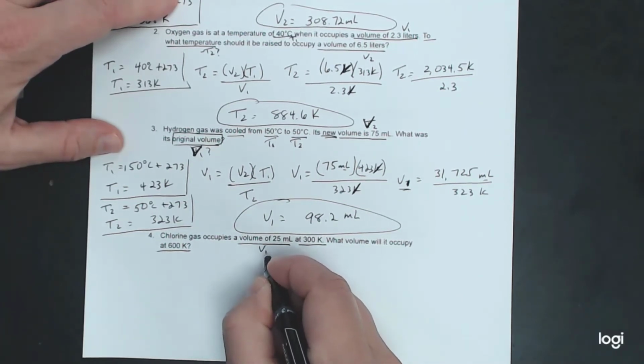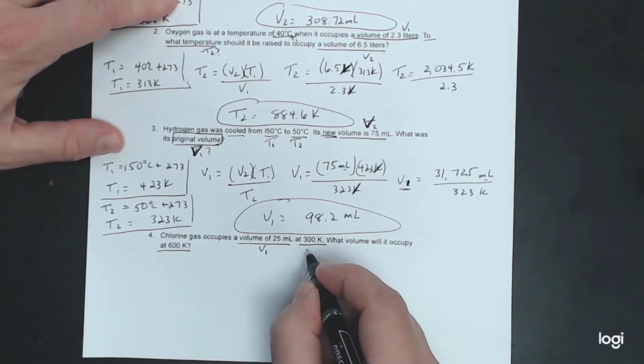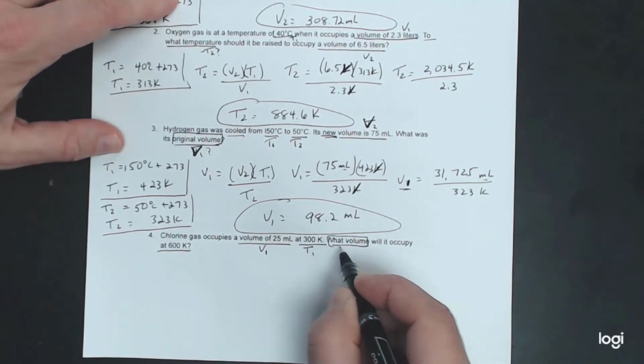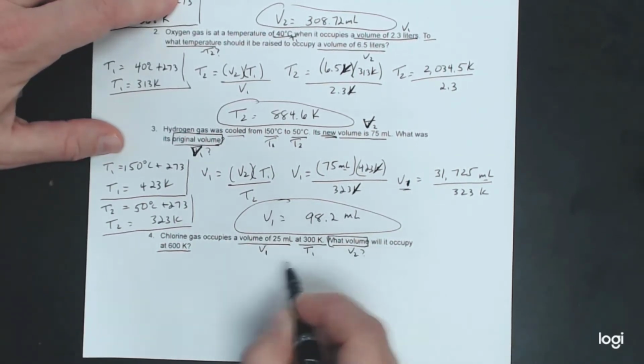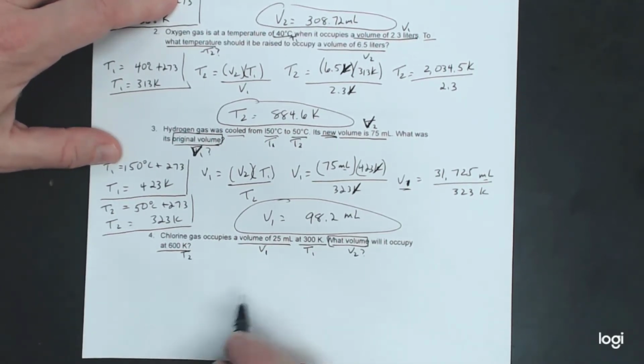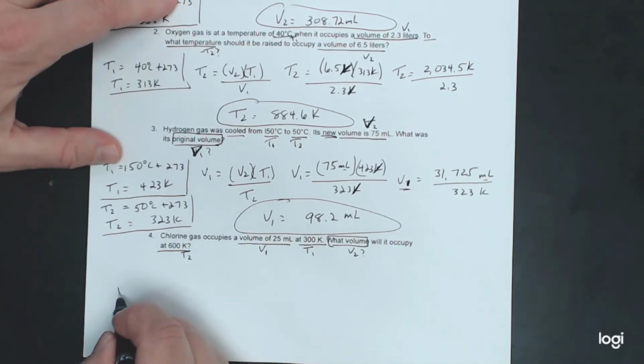So I believe that is my V1. At 300K, that's definitely my T1. What volume? We don't know. That's going to be our V2, which will occupy 600K, but we know this is going to be our T2. So we're trying to find V2.